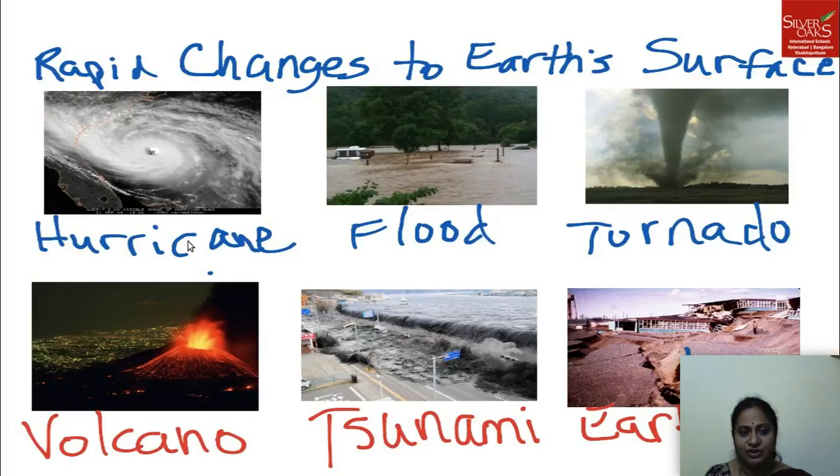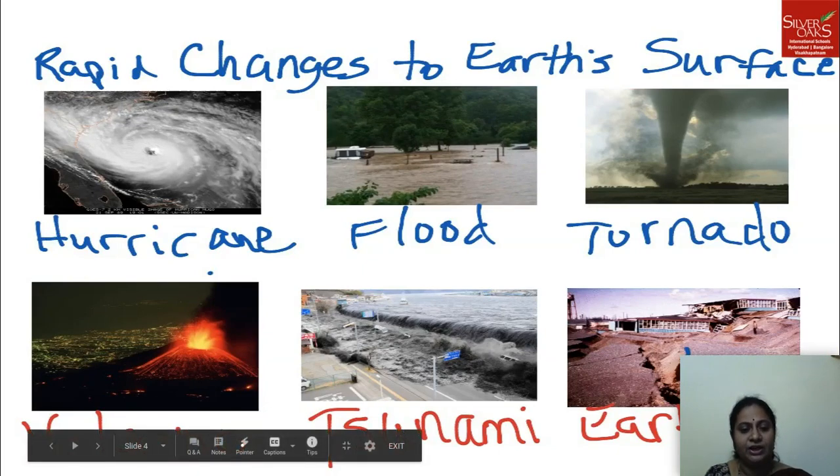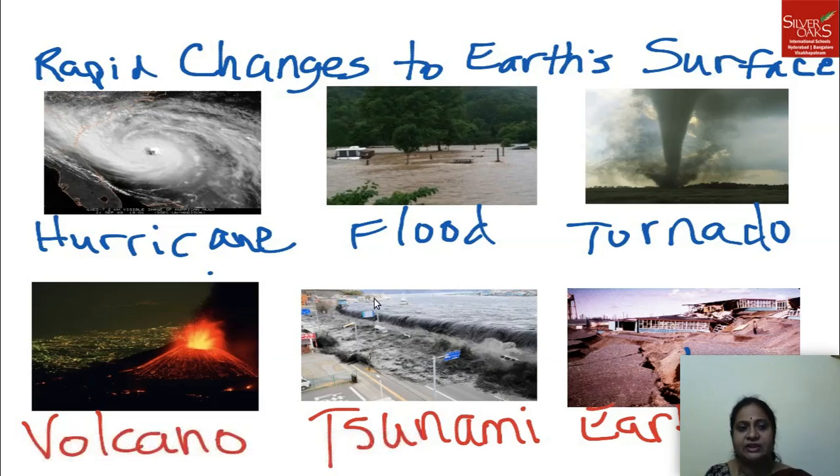Here are some pictures. There is a hurricane. Here is a flood. Picture of tornado, volcano, tsunami, and an earthquake. Rapid changes to Earth's surface. So all these natural calamities affect the Earth's surface. They leave the Earth's surface in a devastated state at many times.